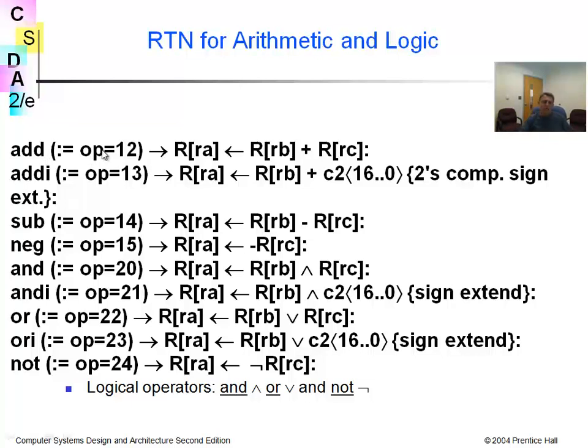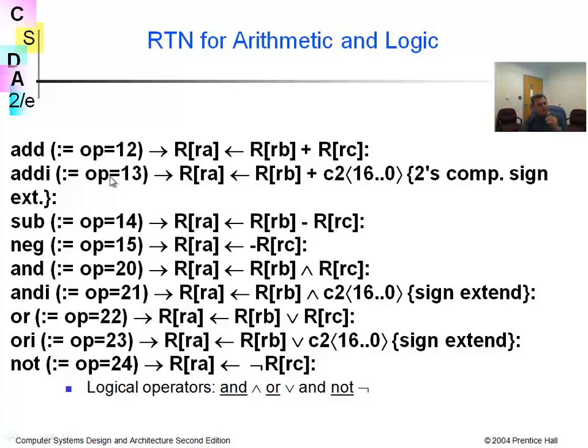So if the opcode is 12, then R of RC is added to R of RB, meaning the content of register RC and the content of register RB are added and loaded into R of RA. Add I means one of the operands is an immediate operand.